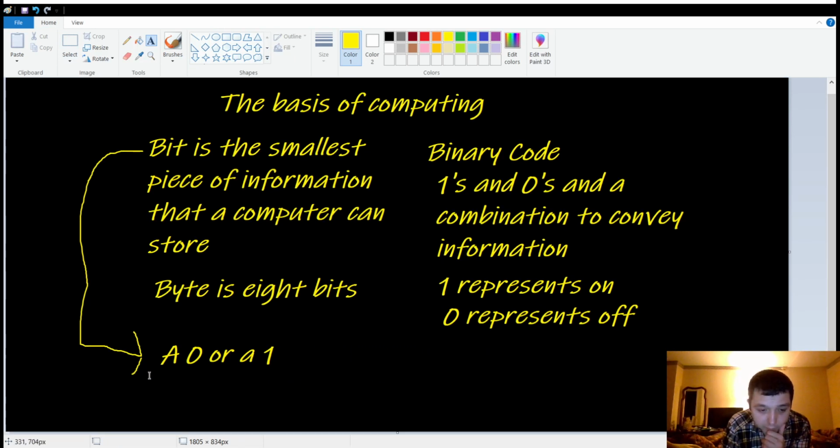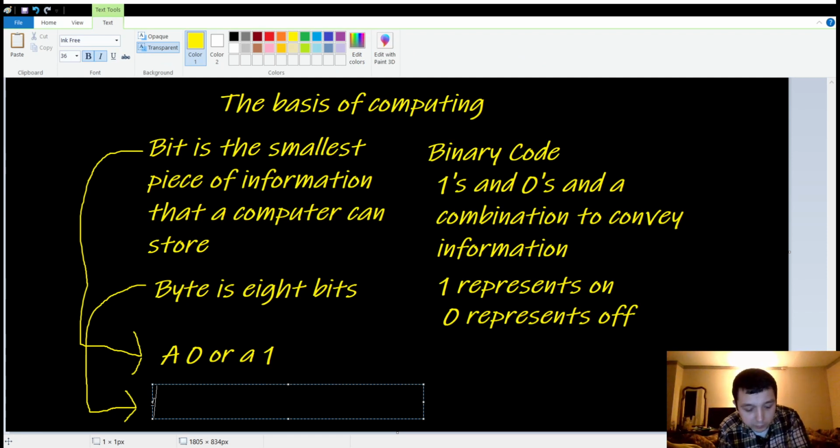And a byte is basically 8 bits. A byte is 8 bits.